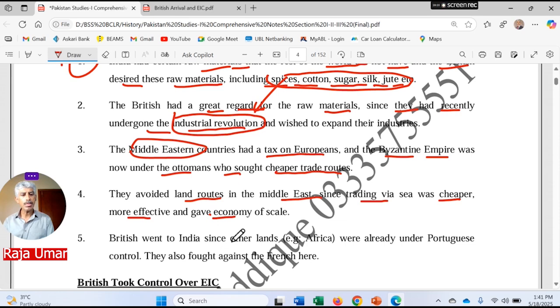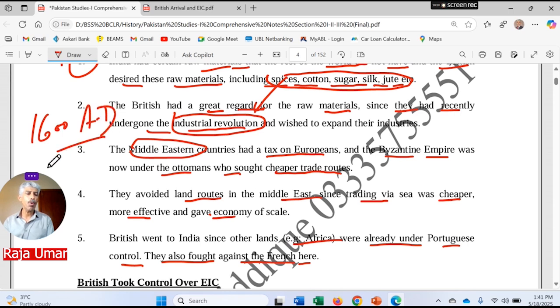Then the British went to India since other lands, for example Africa, were already under Portuguese control. They also fought against the French there, but they failed and could not get control over there. So that's why they turned towards the subcontinent. And they got the license from Queen Elizabeth in the year 1600 for East India, I mean for far eastern countries, that is Indonesia and Malaysia.